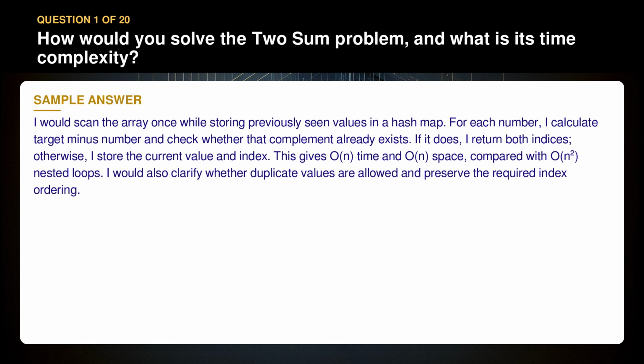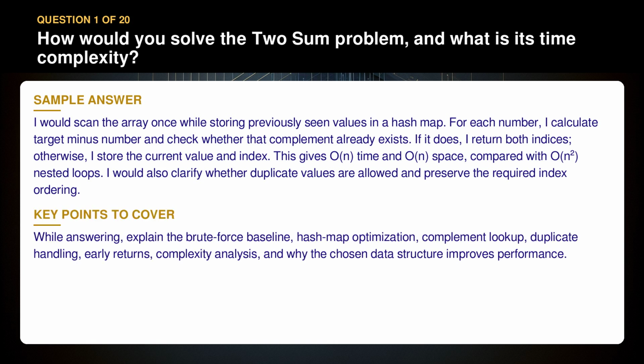This gives O(n) time and O(n) space, compared with O(n²) nested loops. I would also clarify whether duplicate values are allowed and preserve the required index ordering. While answering, explain the brute force baseline, hash map optimization, complement lookup, duplicate handling, early returns, complexity analysis, and why the chosen data structure improves performance.